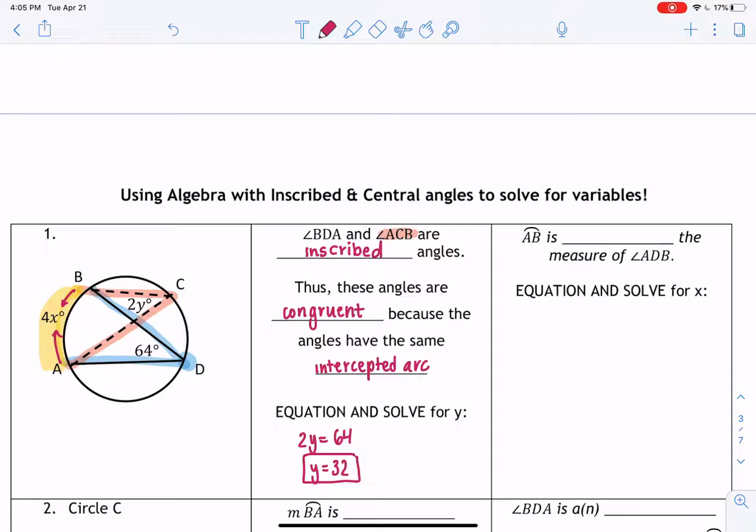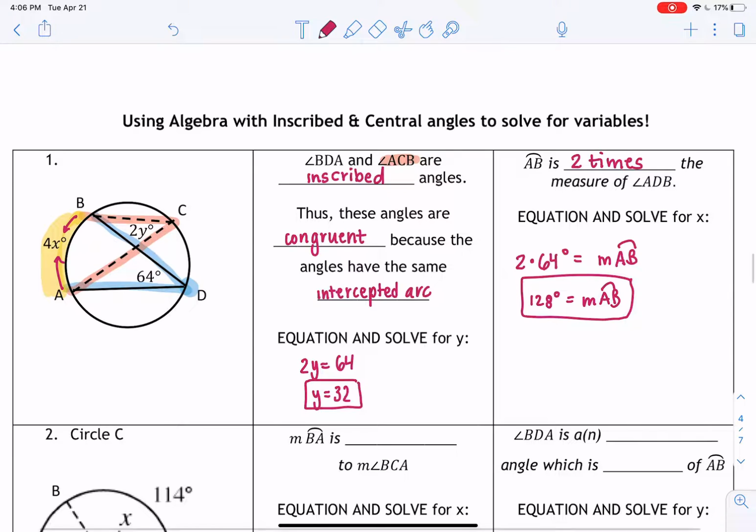Arc AB is 2 times the measure of angle ADB. So remember, your arc is twice as big. So 2 times 64 degrees is going to equal the measure of arc AB. We'll multiply by 2, and we'll get 128 degrees is equal to the measure of arc AB. Let's try another one. I know you might be feeling a little confused right now, but remember, this is new. We're going to take our time, and you can ask questions in Zoom.